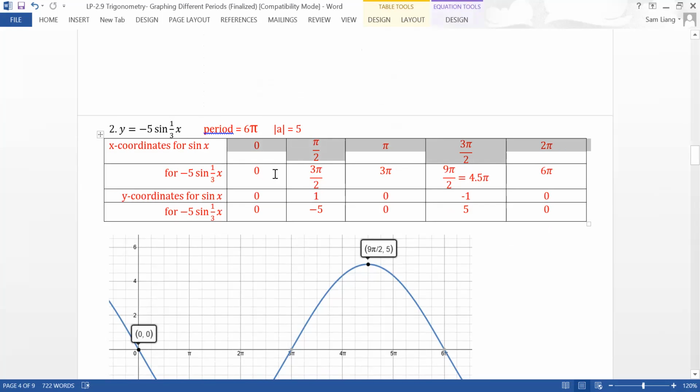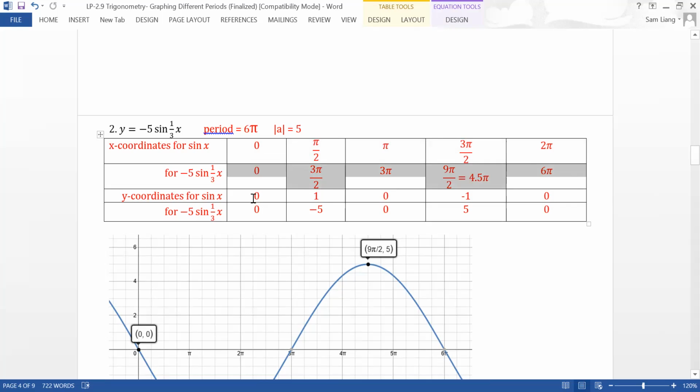And then here in this row, we're going to multiply each of these values by 3, right? Because we divide the period by 1/3, or another way to say that is multiplied by 3. So we're going to get 6 pi here. Then this times 3 is 9 pi over 2, or in decimal form, that's 4.5 pi. This times 3 is 3 pi. Then this times 3 is 3 pi over 2. Then 0 times 3 is 0. Okay, so these are the x coordinates we're going to plot.